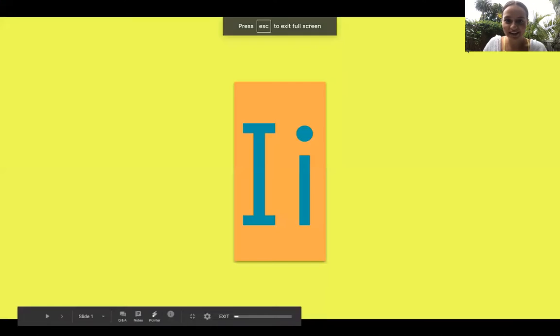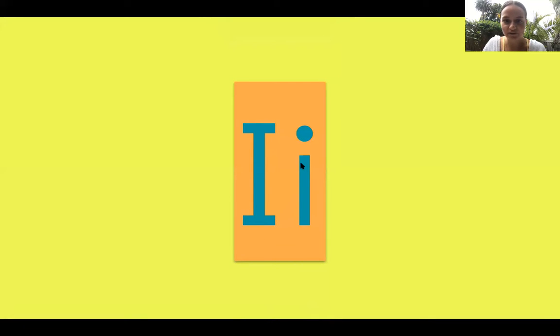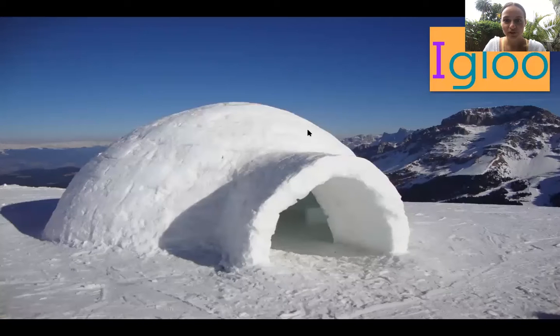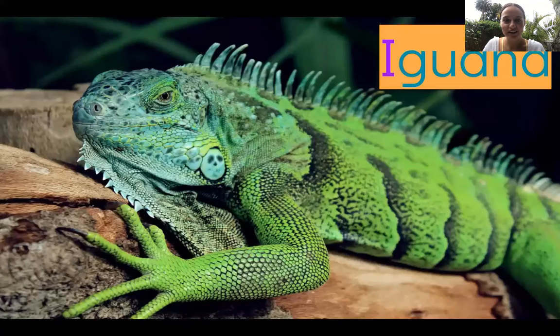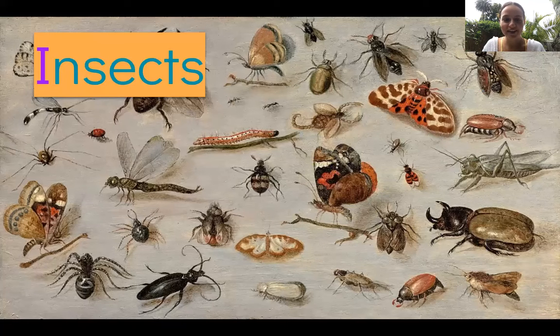Here's our letter I. So we have long line, little line, little line. That's our capital I. And then for our lowercase i, we have little line, dot. Our first word is igloo. Our next word is iguana. Iguanas kind of look like dinosaurs to me. They're cool. Then we have insects.